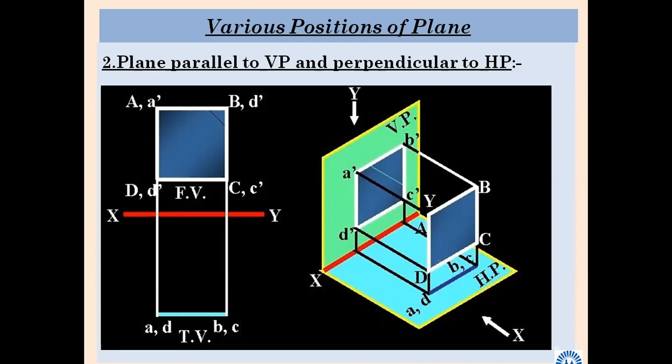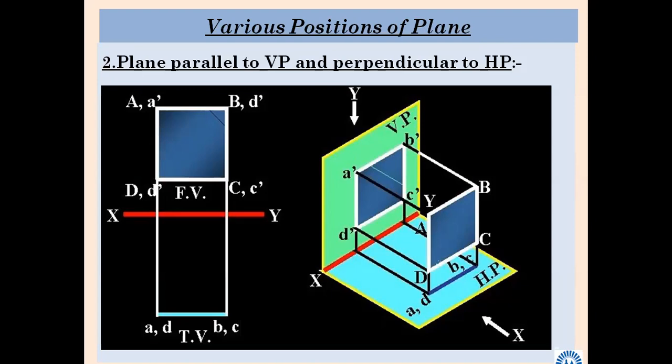And as the plane is perpendicular to HP, what will we get in HP? Edge view, or line view, of the plane. Here also it is shown. Towards the right hand side, this plane is shown: the plane which is perpendicular to HP and parallel to VP. Are you imagining this kind of plane?